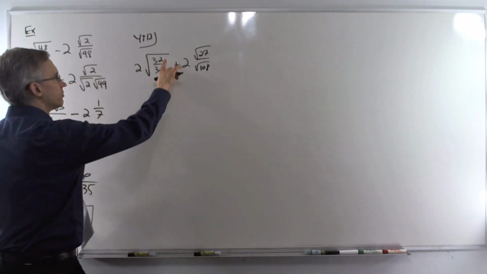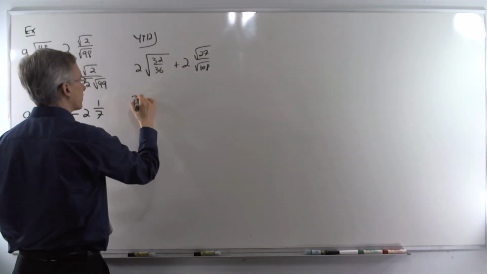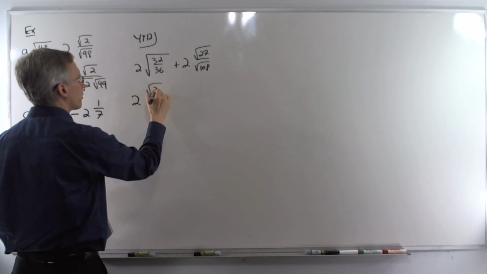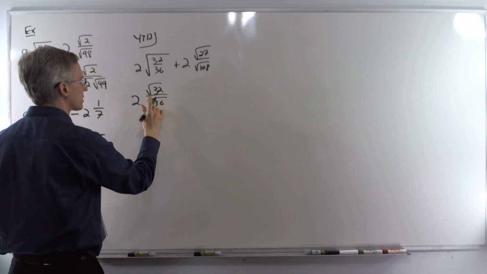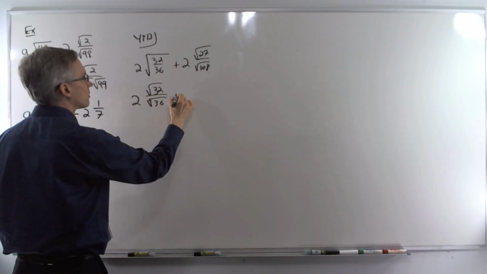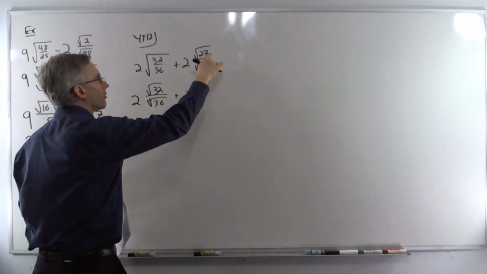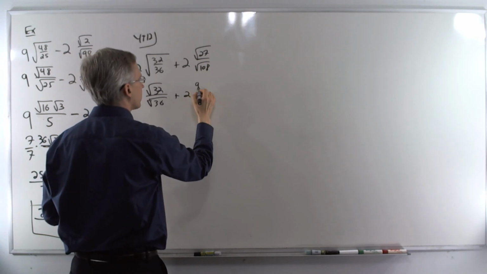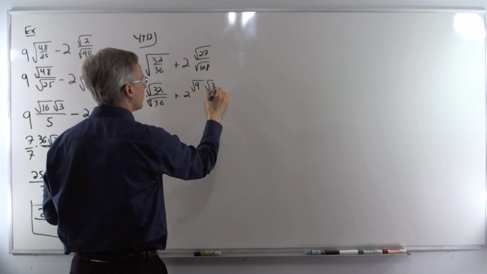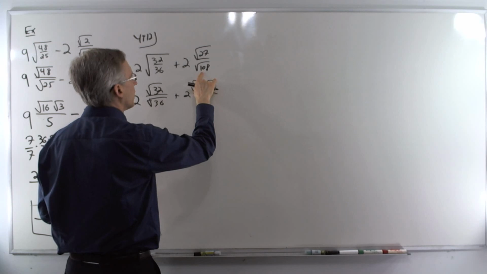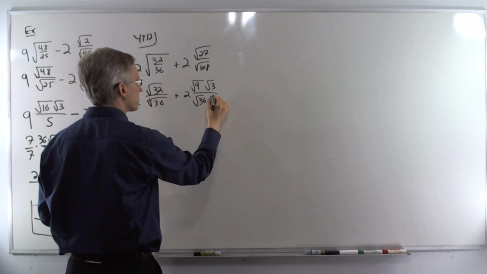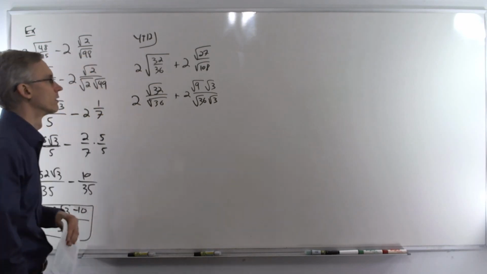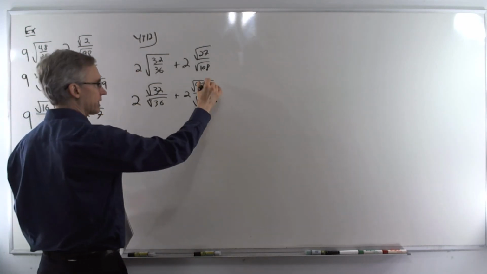So we're going to break this one up and then simplify over here. So we got 2 times the square root of 32 over the square root of 36, plus 2 times, and we'll break this up, so that's going to be the square root of 9 times the square root of 3 over, and this 108 is 36 times 3, so we get the square root of 36 times the square root of 3. Alright, now we got a match here, so we can cancel these.